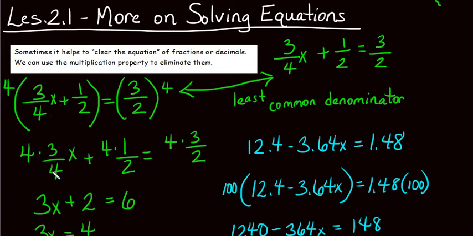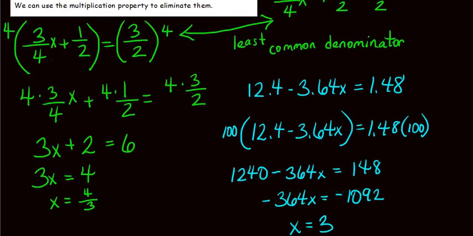So when I do that, I'm just rewriting it right here to show you what I'm doing. The 4 is going to be distributed across 4 times 3/4 x and 4 times a half equals, and we have to multiply 4 by 3/2 over here. When I do that, here my 4's cancel out. I get rid of my fraction. They become 1. 4 over 4 is 1.